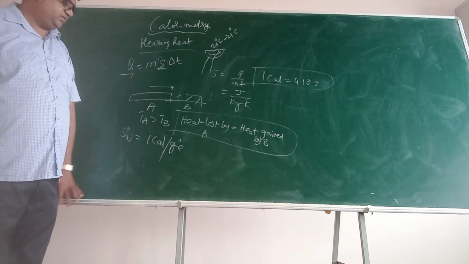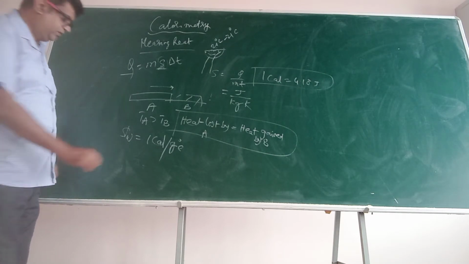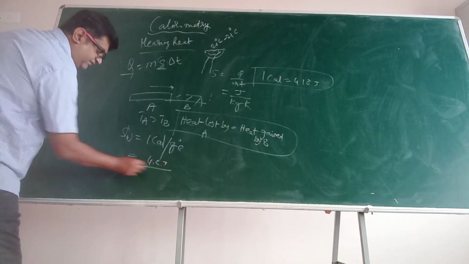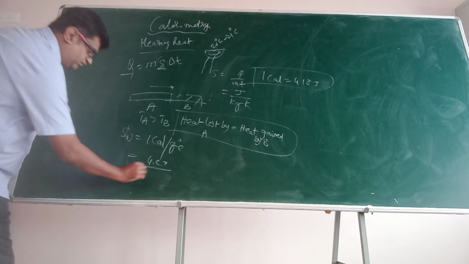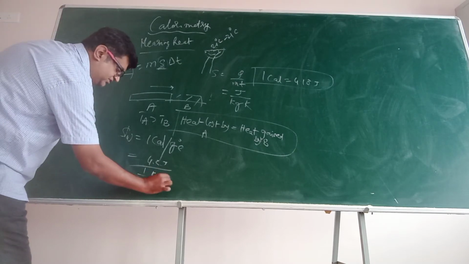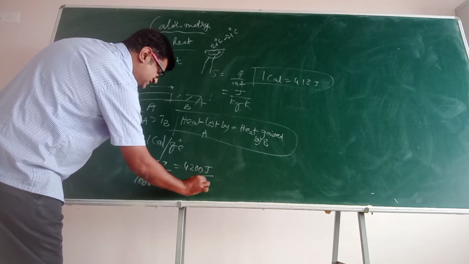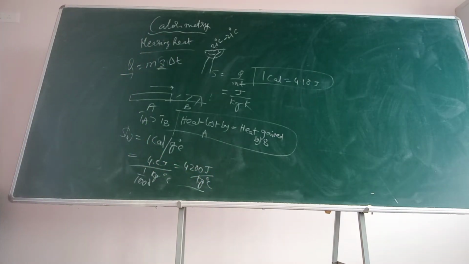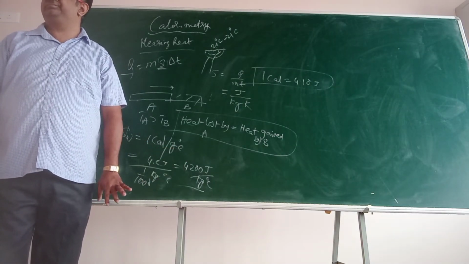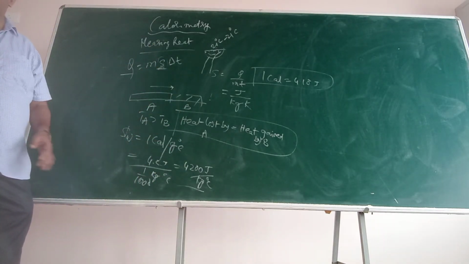So 1 calorie per gram per degree Celsius. Suppose you want to know in joules per kg. So how can you write this? 1 calorie is 4.2 joules, right? Divided by 1 gram. 1 gram means 1 upon 1000 kg. Clear? Per degree Celsius. So it becomes 4200 joules per kg. Clear? These values you are supposed to remember. Usually it is given in the question. Okay? So this also you write down, the specific heat of water value you should write.